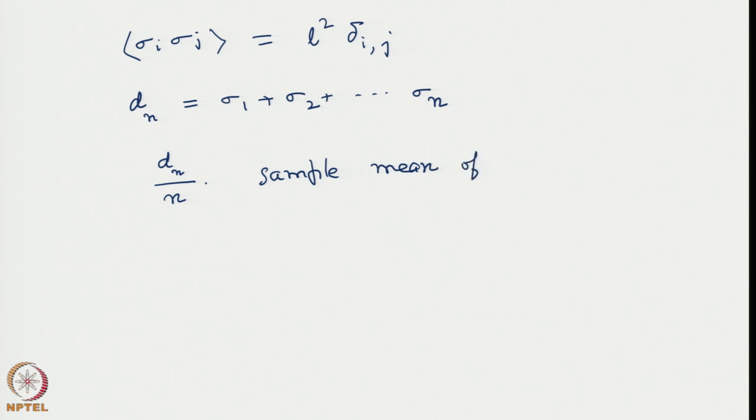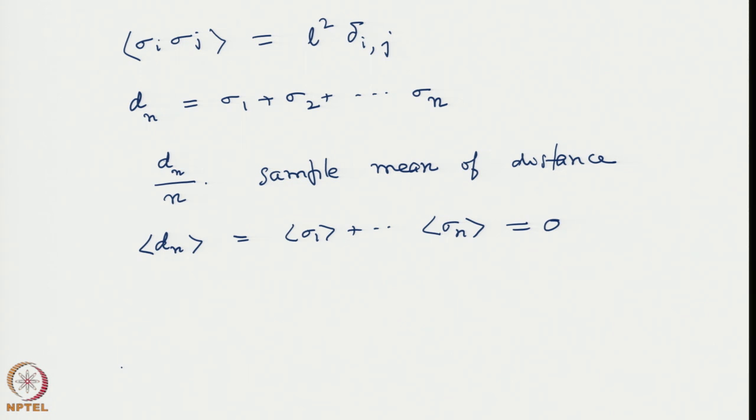Then we can calculate very easily that my d n average will be sigma 1 average, and so on up to sigma n average, and each of them is 0, so it is 0. This is as expected, because on average the walker should be at the origin where he started. If you average over all the ensembles, finally he should be where he was.